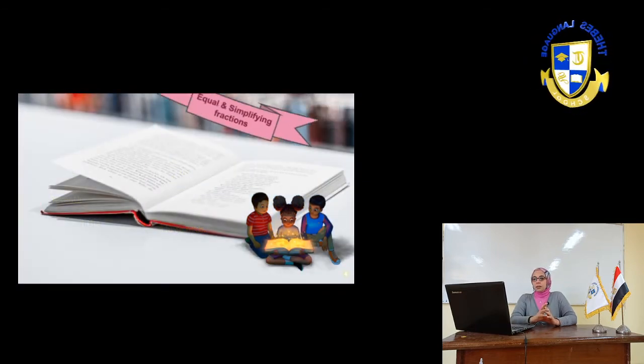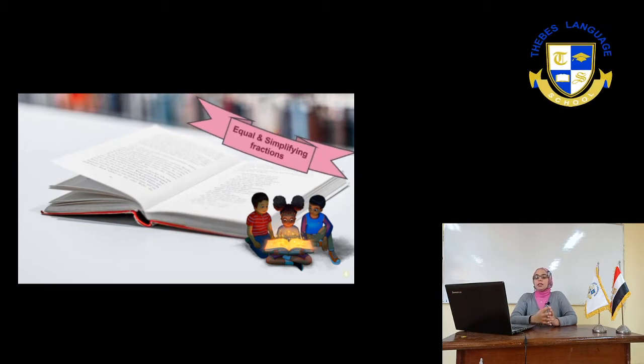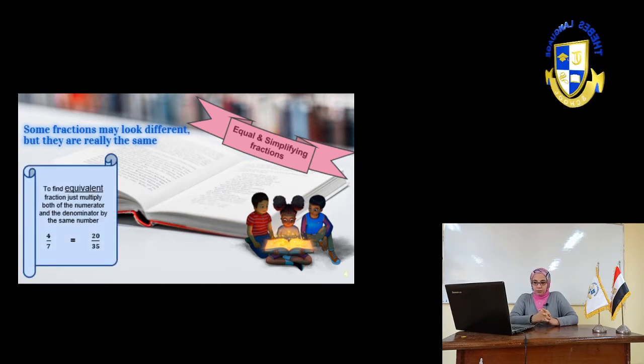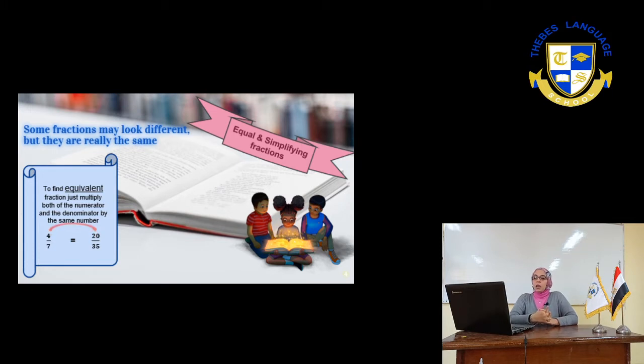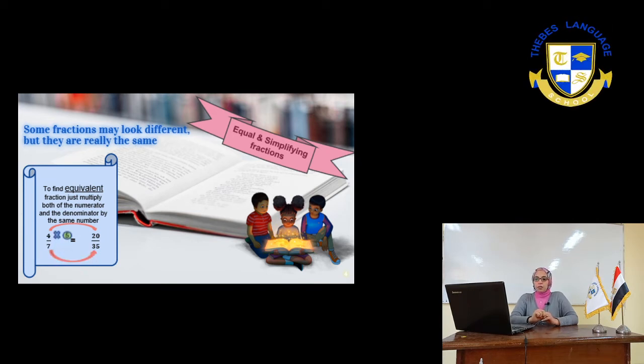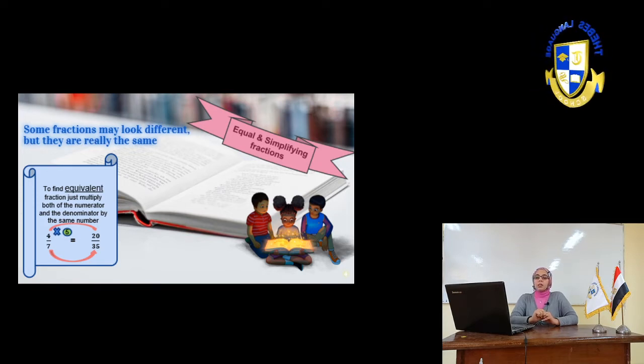How do we get equal fractions and how do we simplify fractions? Some fractions look different, but they're really equal or the same. How do we get the equal fraction? If we have 4 over 7, it will be equal to 20 over 35. How do we do this? 4 becomes bigger. It becomes 20. So we will multiply it. Multiply it by what? 4 times what equals 20? 4 times 5. So, to make 4 into 20, we must multiply it by 5.